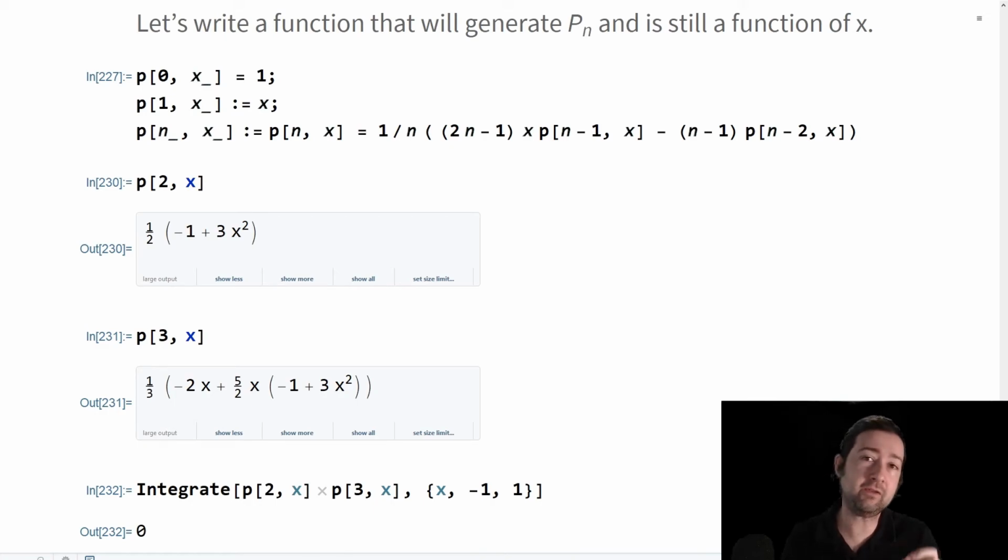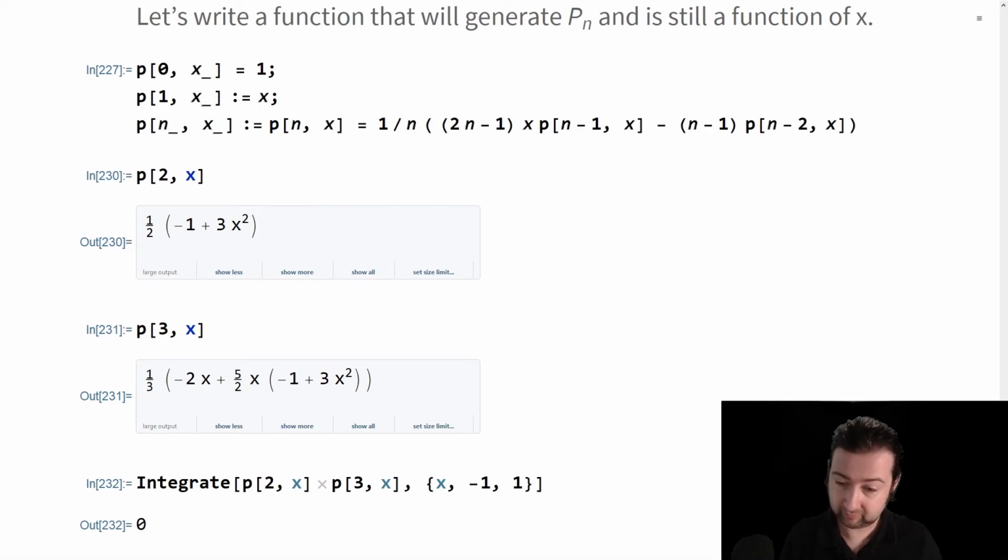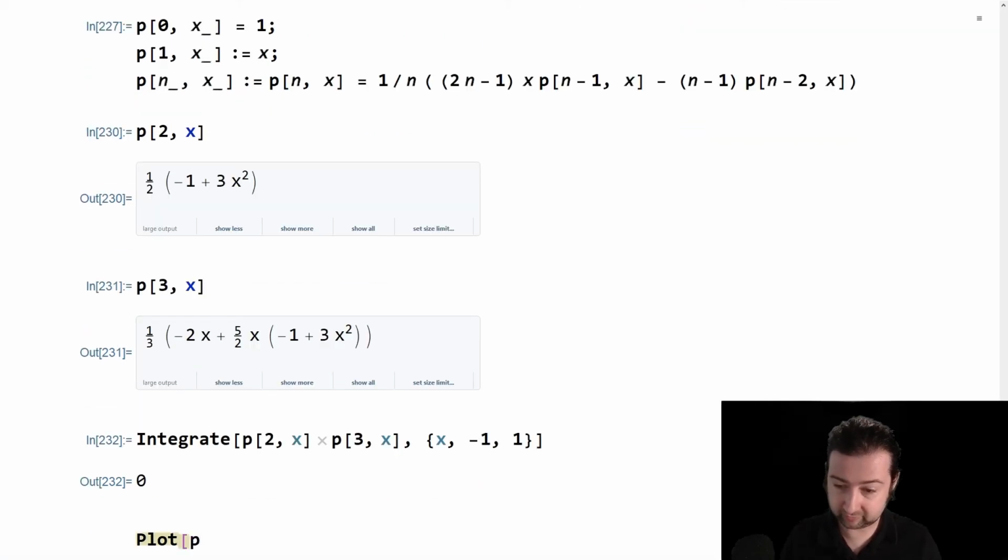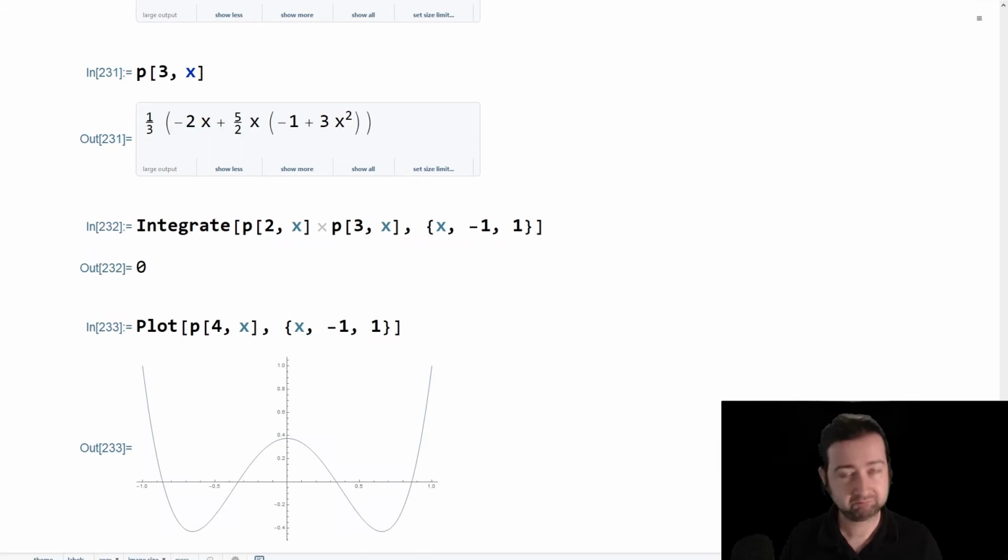And notice that even though we defined it with this recursive relation, we're getting actual functions of x out that we can work with calculus ideas. So these are functions. If you're not convinced, we could plot them. So let's plot p4 of x, from x goes from -1 to 1. Right? That's exactly what we'd expect to see.